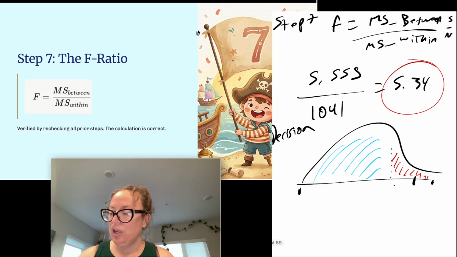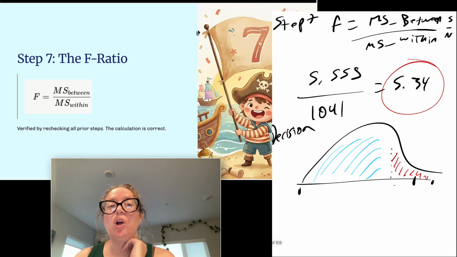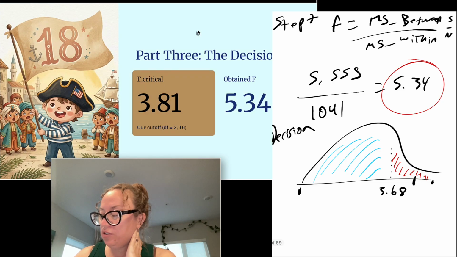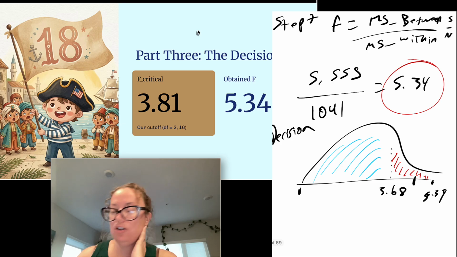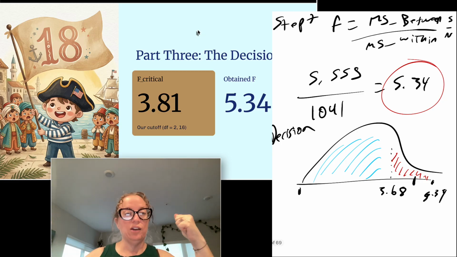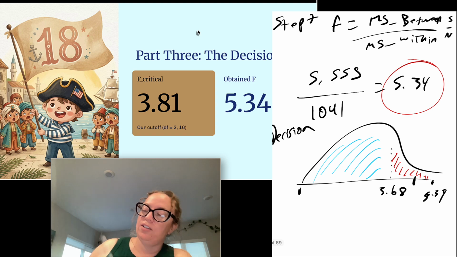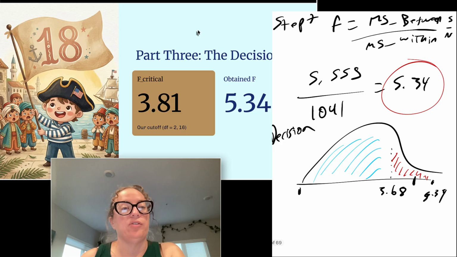Draw out the distribution. We have our hypothesis rejection region and our hypothesis retention region. What was our critical value? Our critical value, if you remember, was 3.68. So our F score is way up here, 5.34. It's really messy, but it's there, 5.34. So that is in the rejection region, obviously. So yay, we get to reject the null hypothesis, okay? That was what we said. If our obtained F exceeds the critical value, we reject the null hypothesis, okay?